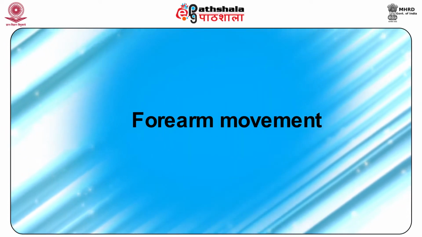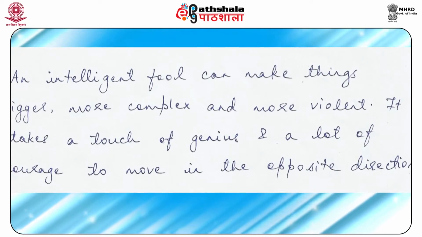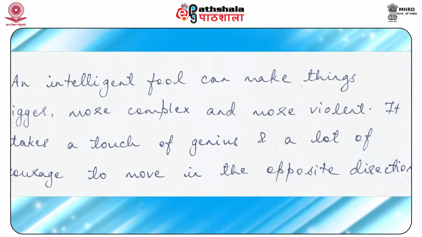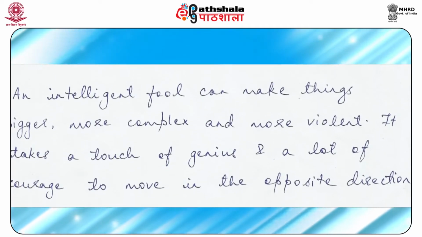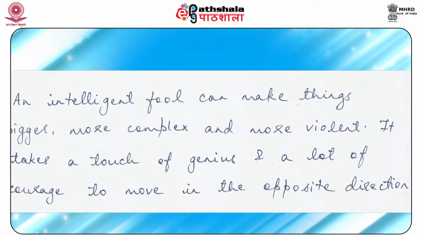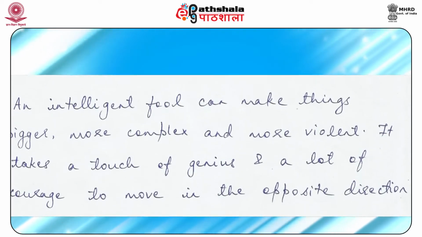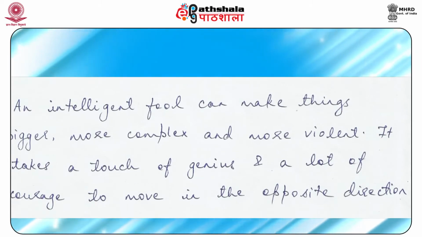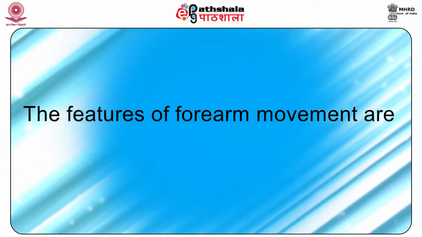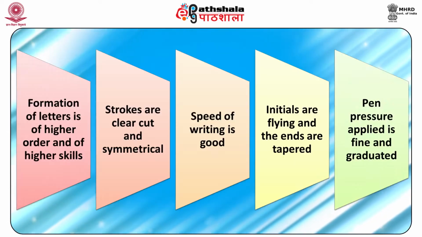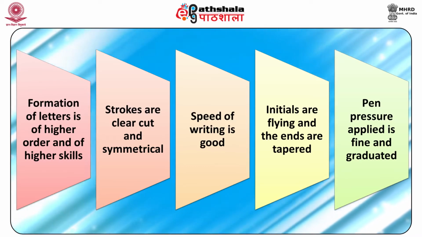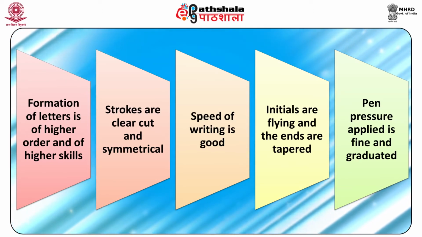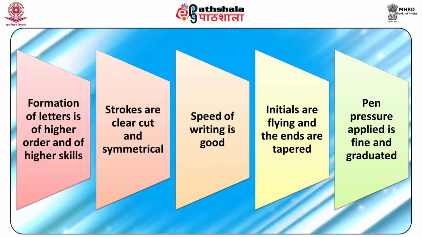forearm movement. This movement, which helps in the production of writing, is of a higher degree because it provides more muscular coordination and command over the writing instrument. The features of forearm movement are that the formation of letters is of higher order and higher skill. The strokes are clear cut and symmetrical.